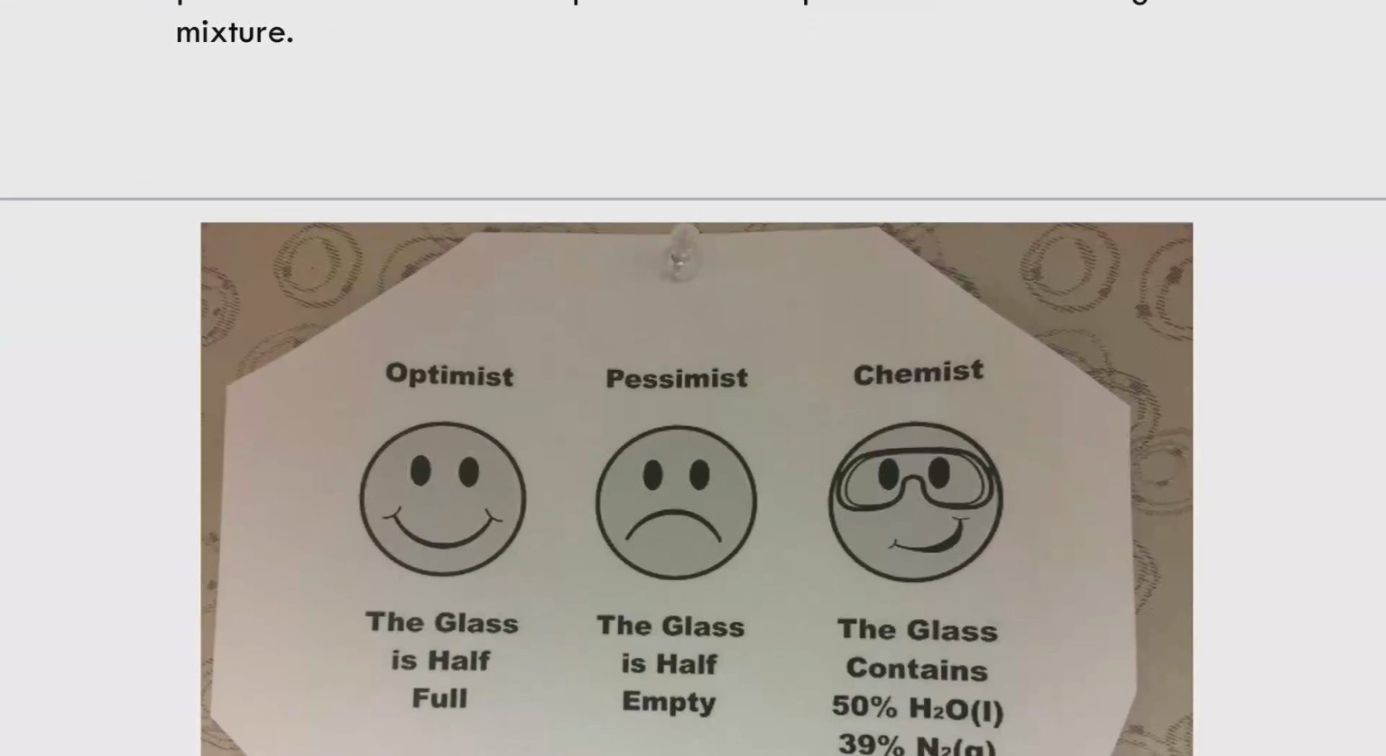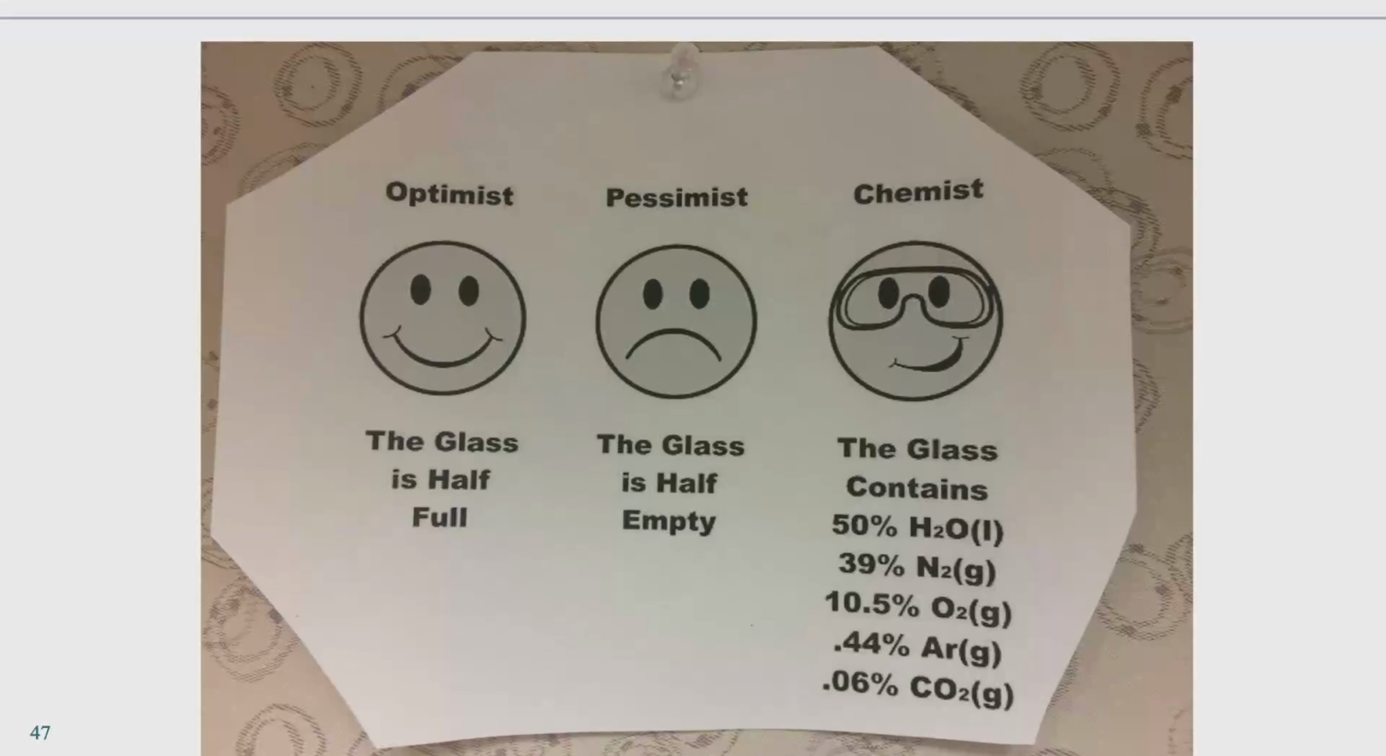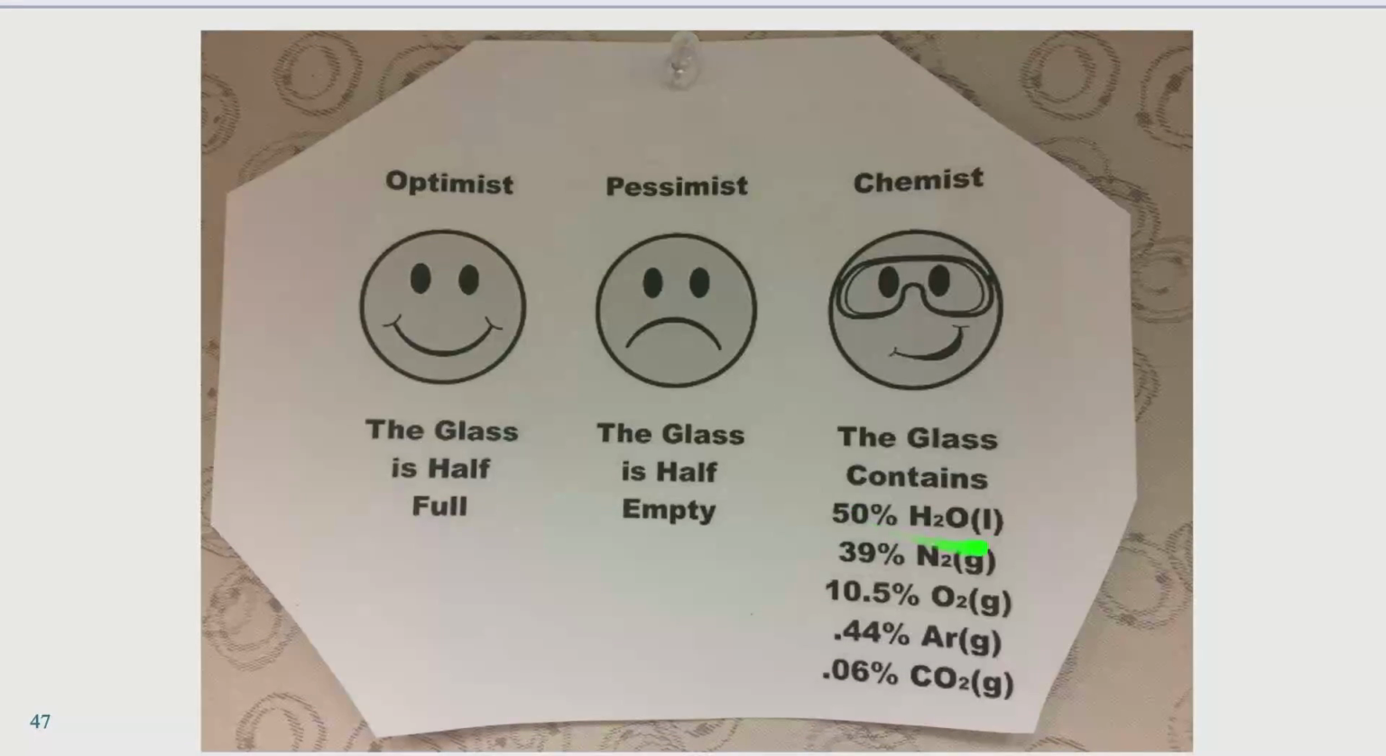The optimist says the glass is half full. The pessimist says the glass is half empty. The chemist says the glass is 50% H2O as a liquid, 39% N2 as a gas, 10.5% O2 as a gas, and some argon and carbon dioxide in there too. It's full, it's just not all liquid.